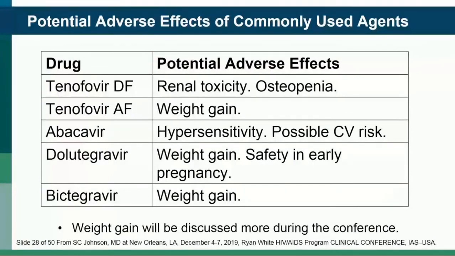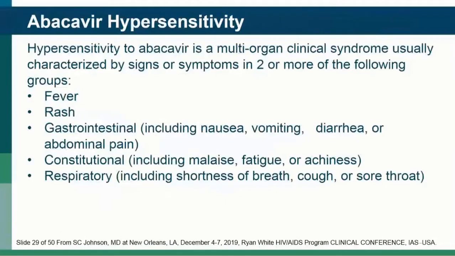So just a few of the issues that are coming up with some of our most commonly prescribed medications in initial therapy. Of course, with tenofovir DF, there are concerns for renal toxicity and osteopenia. Tenofovir alafenamide, there are new concerns about weight gain. Abacavir, of course, the hypersensitivity, and then also weight gain with dolutegravir and bictegravir. And this will also be discussed more during the conference.